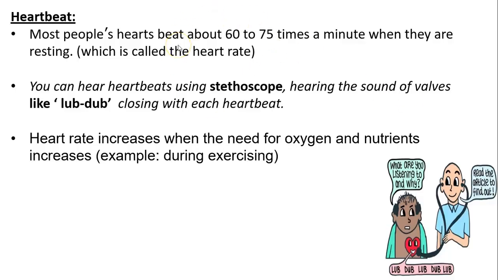Also, what is the normal heart rate? Again, what's a rate? When we say the transpiration rate or the heart rate, this means the number of something in a unit time. So here we have the number of beats in 1 minute, 60 to 75 beats per minute while resting. The heart increases its rate when we need a lot of oxygen and nutrients, like when you are doing exercise or when you're in fight or flight mode, when you're stressed. All of these are factors that will increase your heart rate.